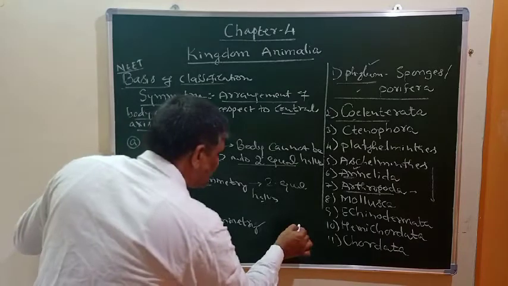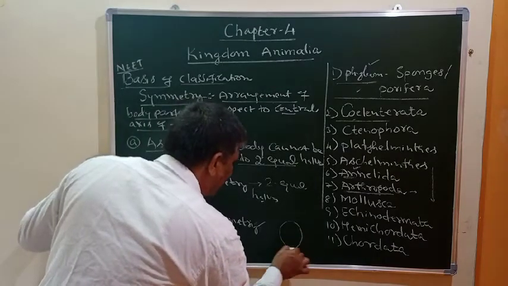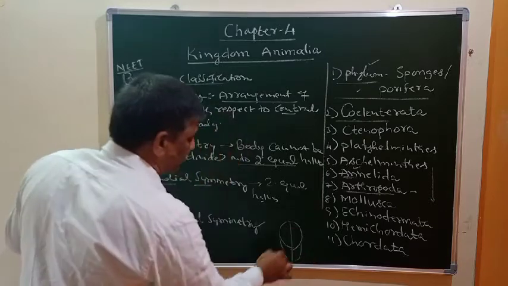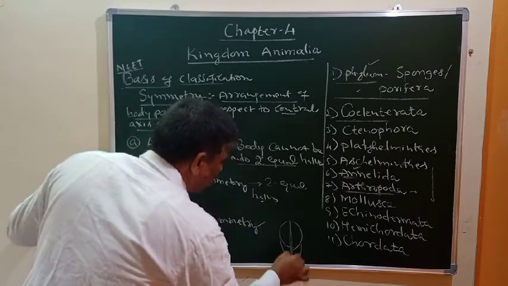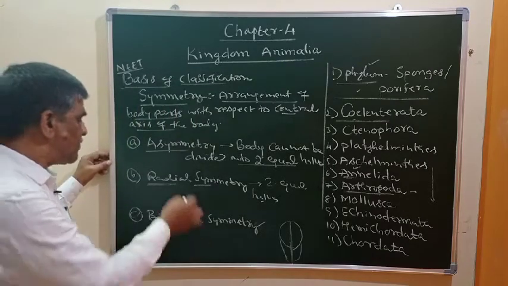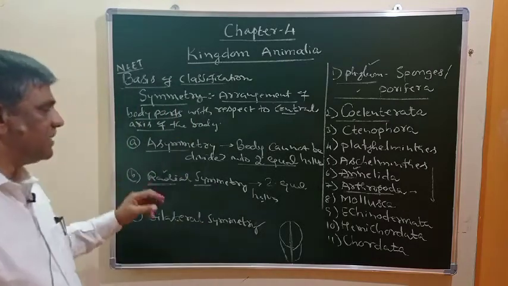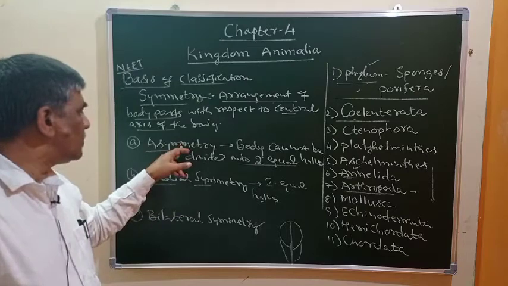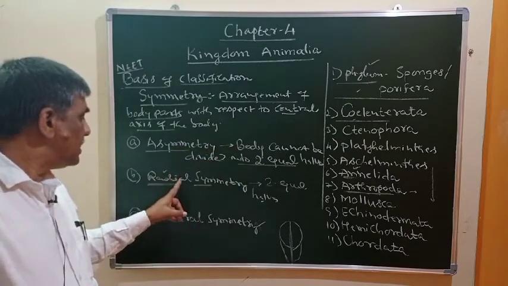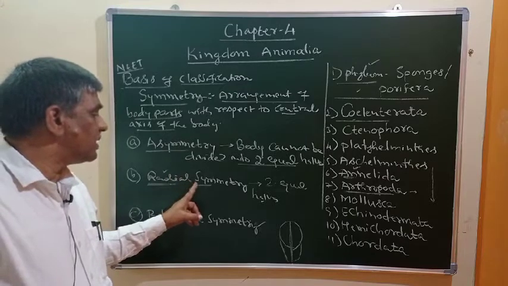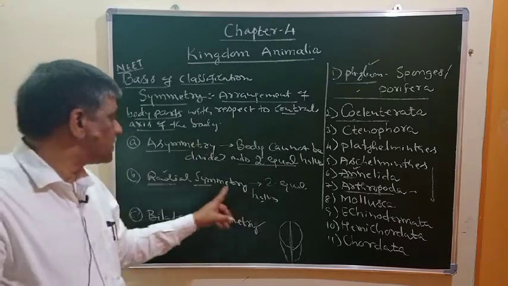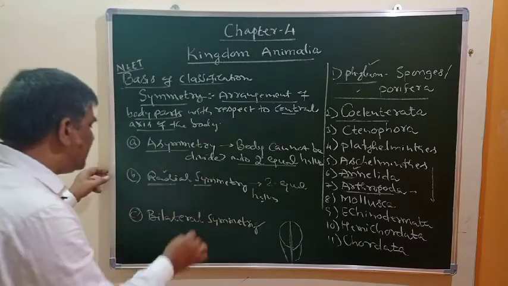It means this animal body can be divided into two equal parts. You cut this animal body in any vertical plane, like this, and you can get two equal parts, and such symmetry is called radial symmetry. Here you do not get two equal parts in any vertical direction passing through the center, and here you will get two equal parts definitely. If you cut that animal in any vertical direction, you will get two equal parts. Therefore, this symmetry is called radial symmetry.